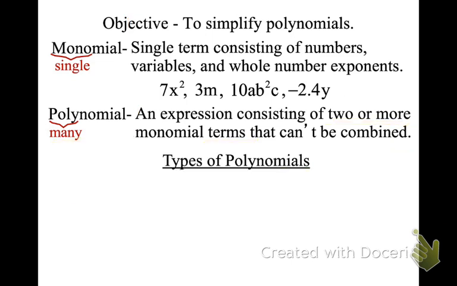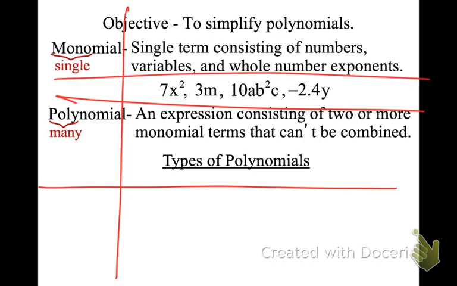Okay, within the polynomial family, you have multiple polynomials. Different kinds of polynomials. The first kind we're going to talk about is called a binomial. I'd probably put this over here and just give it its own box, right? Binomial. What do you think that stands for? Go. 2 terms.